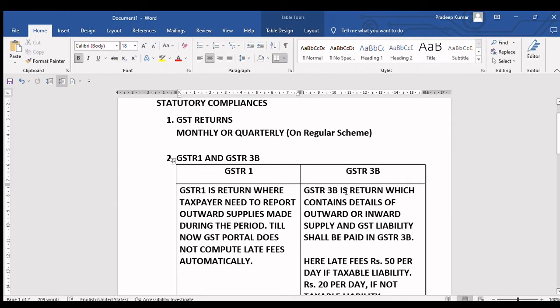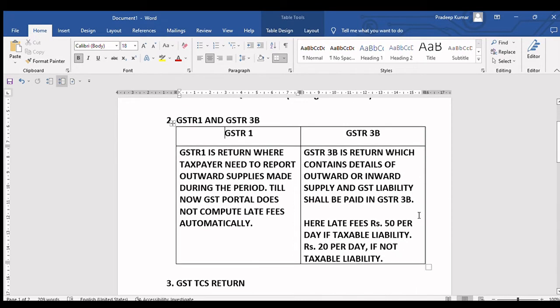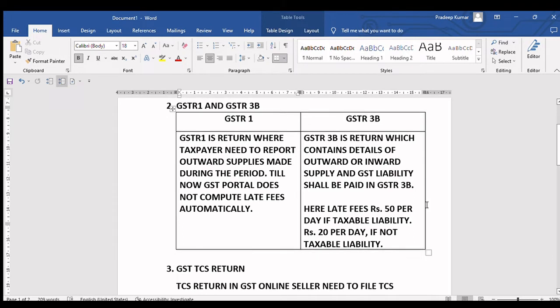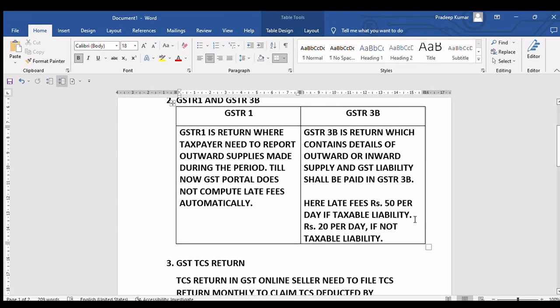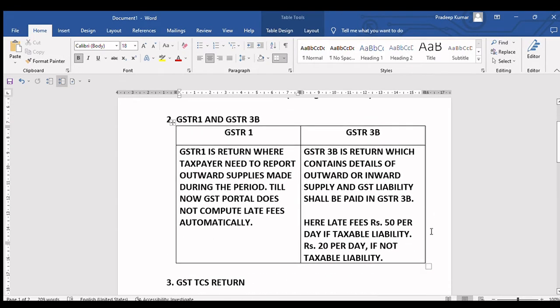GSTR 3B is a return which contains details of outward and inward supplies, and the GST liability shall be paid in GSTR 3B. But it has late fees: if you pay GSTR 3B after the due date, you will have to pay late fees.